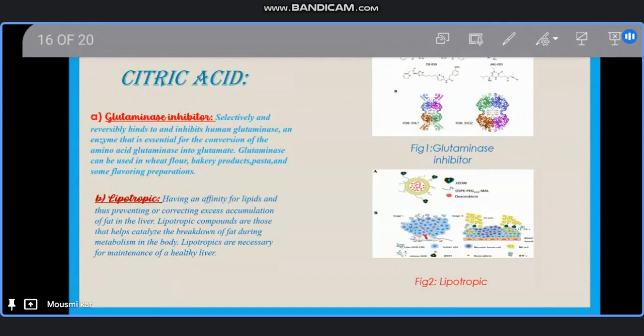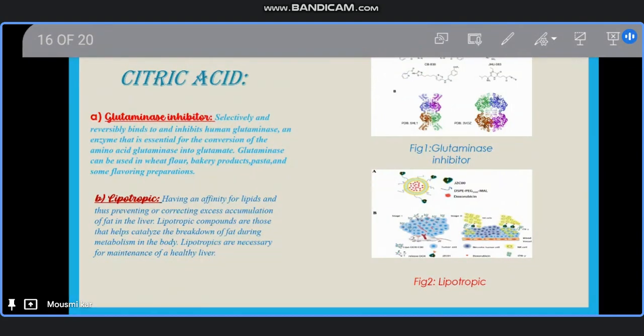Glutaminase can be used in wheat flour, bakery products, pasta, and some flavoring preparations. Next, lipotropic, having an affinity for lipids and thus preventing or correcting excess accumulation of fat in the liver. Lipotropic compounds are those that help catalyze the breakdown of fat during metabolism in the body. Lipotropics are necessary for maintenance of a healthy liver.